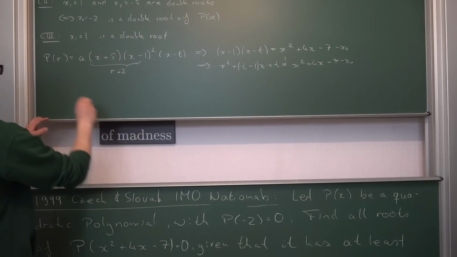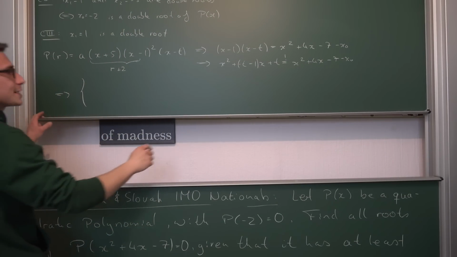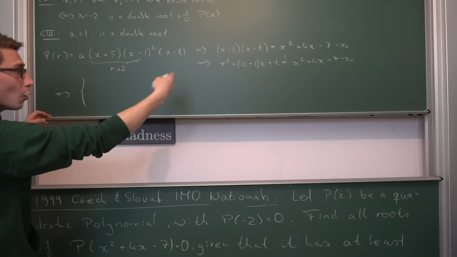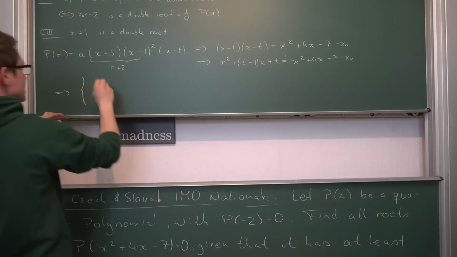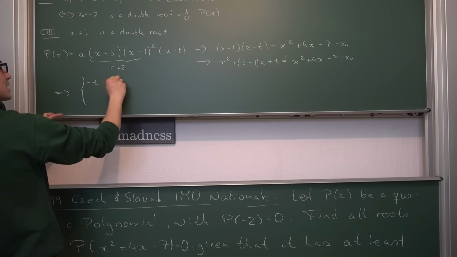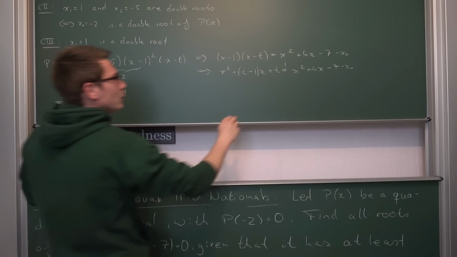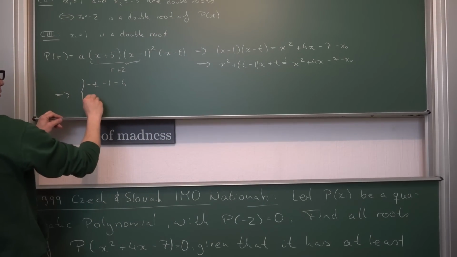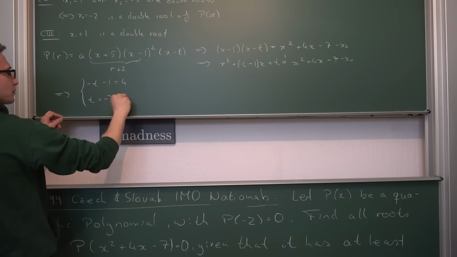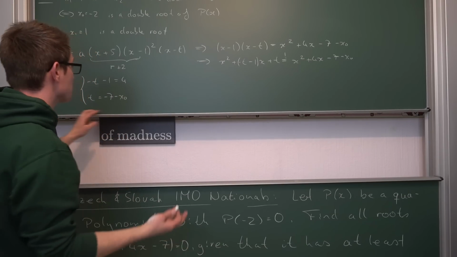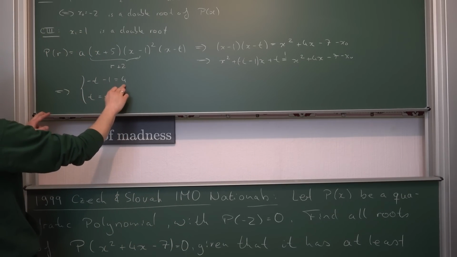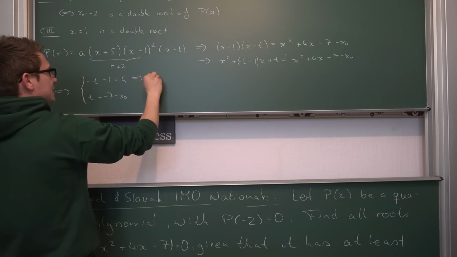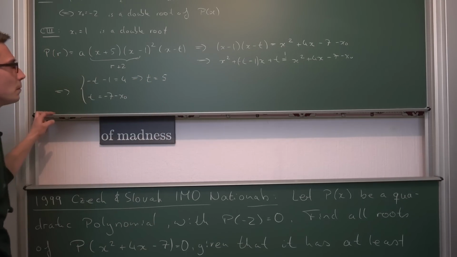Now we can start comparing coefficients, meaning we're going to get two equations. The first one being negative t minus 1 must be equal to 4 by comparing the coefficient on our x. So negative t minus 1 must be equal to 4. And the other one is going to be that t must be equal to negative 7 minus x naught. And this is very easy to solve, obviously. We're going to add 1 on both sides, multiply by negative 1, giving us on the first equation that t must be equal to 5.